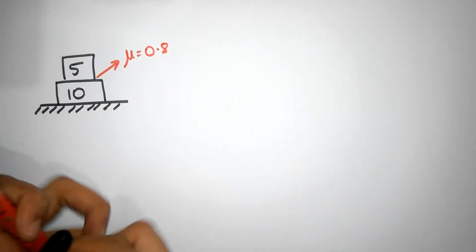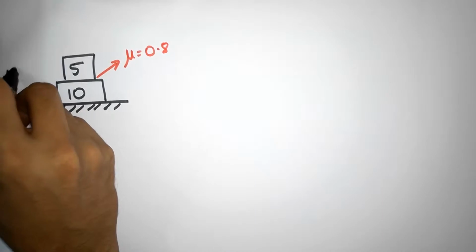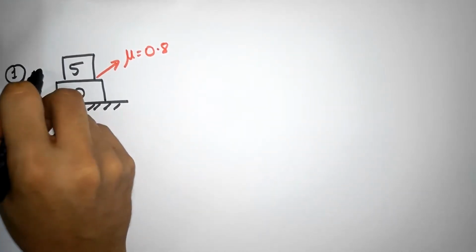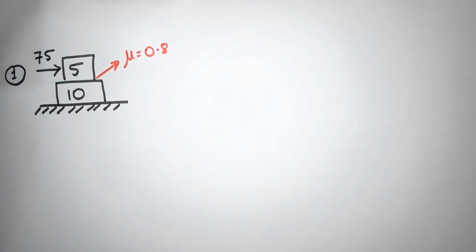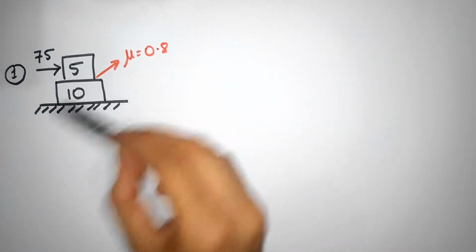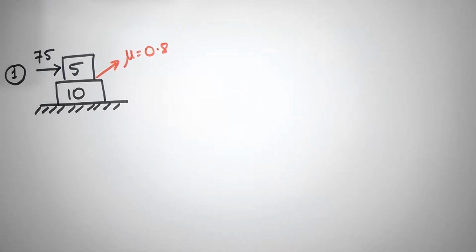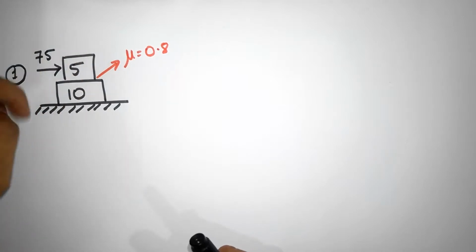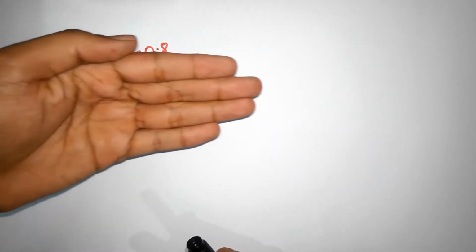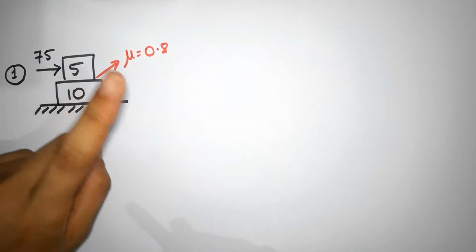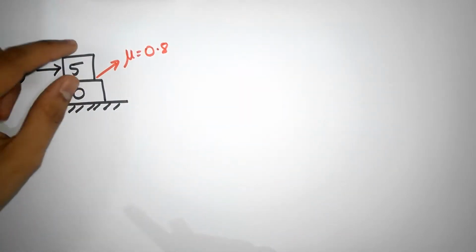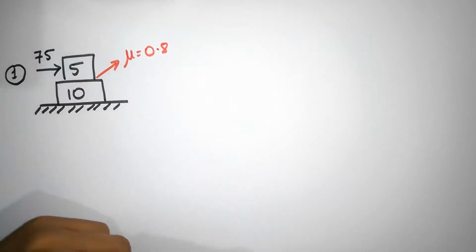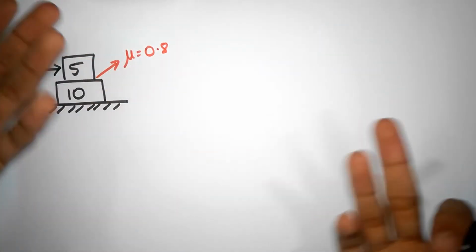Alright, now in our first case, case number 1, there's a 75 Newton force applied over here, and I want to calculate the acceleration of these blocks. Notice that there are two things possible. One is the applied force carries both the blocks together and they move with the same acceleration. Or maybe the force is too much and this block starts sliding over this one. We don't know which one it's going to be.